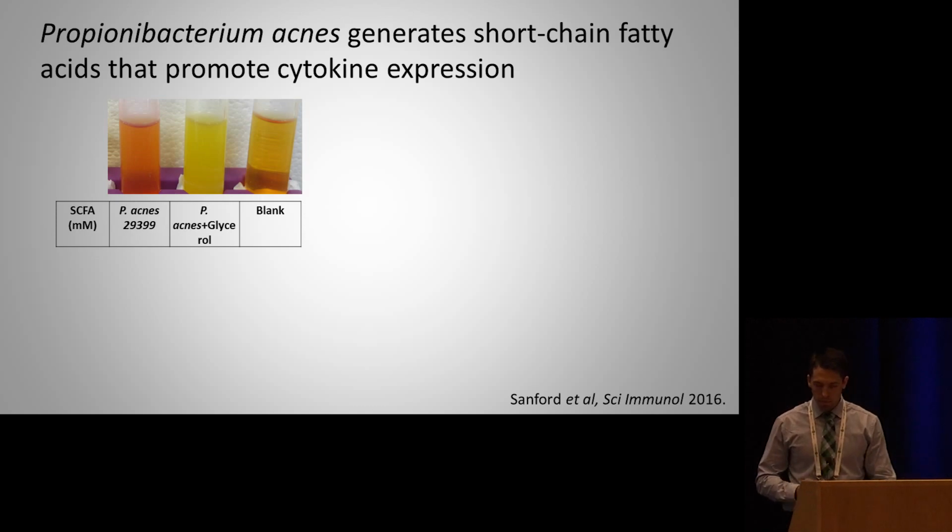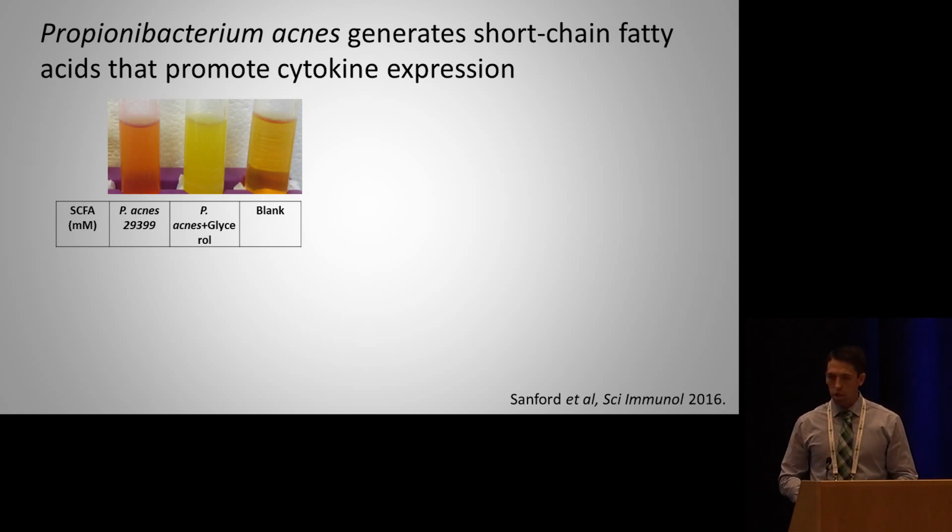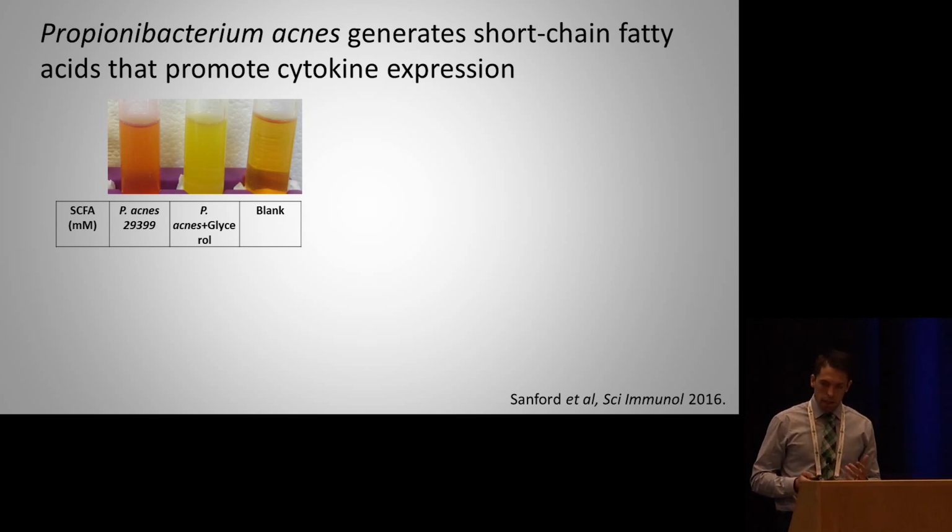So we started off with some in vitro studies, culturing a strain of Propionibacterium acnes in the lab with and without a lipid substrate, glycerol, under low oxygen conditions. You can see visually using a phenol red pH indicator that when cultured with glycerol, P. acnes acidifies the media. You see this shift from the reddish orange color to yellow, indicating that it's using this glycerol substrate to make some acidic byproducts.